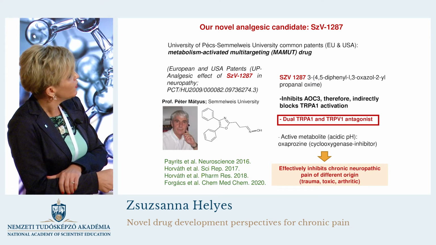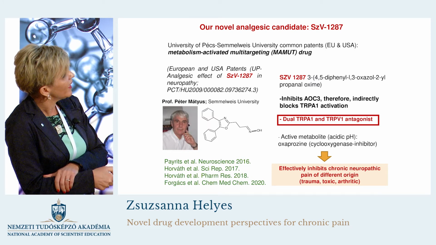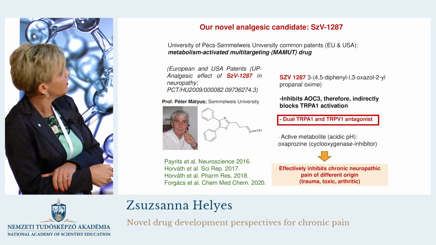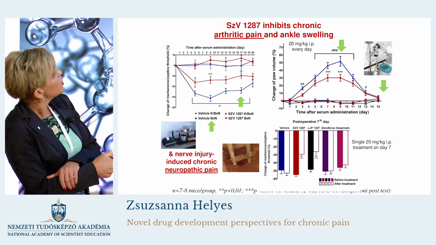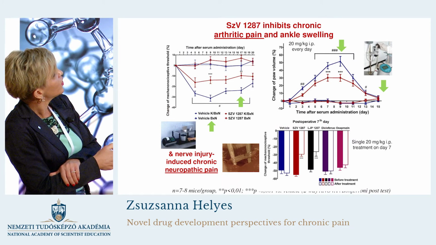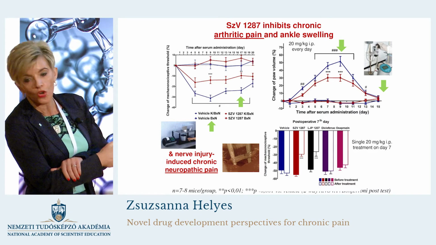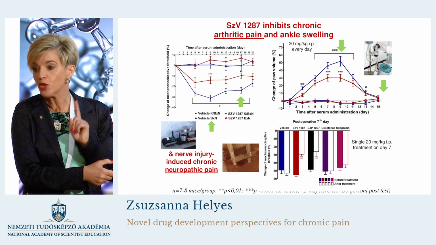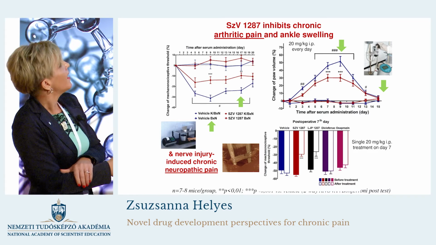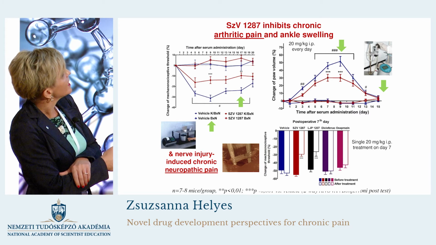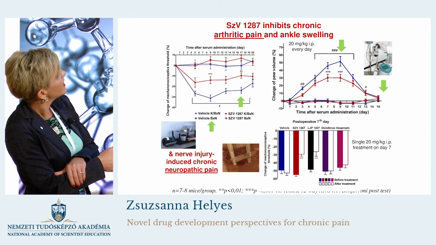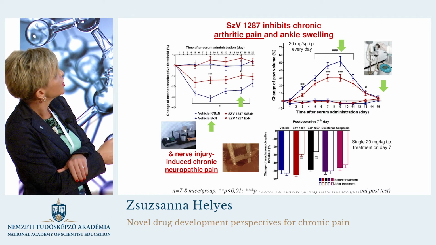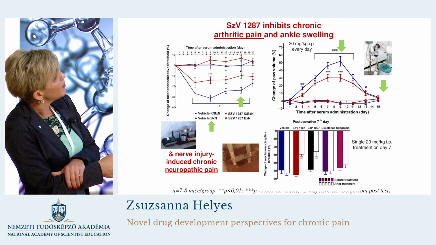So actually we proved that this molecule effectively inhibits chronic neuropathic pain of different origin. We published a lot of papers on that, and here I just show you two graphs in an arthritis model. This is a chronic arthritis model which has a neuropathic component. And in this arthritis model, you can see the inhibitory effect, this is the red line here, of the compound during a 21-day investigation period. This is the hyperalgesia here, and also the edema formation.